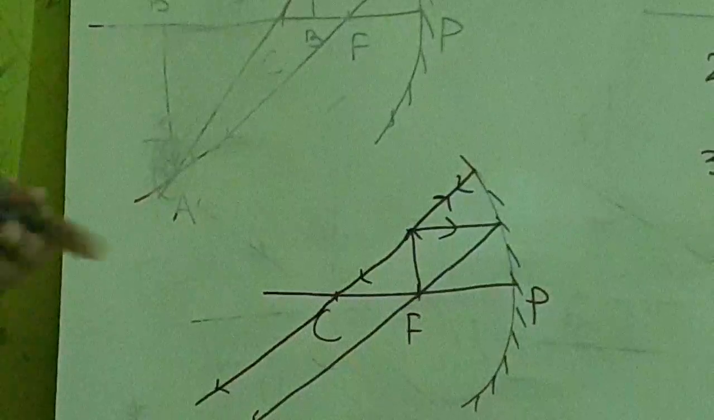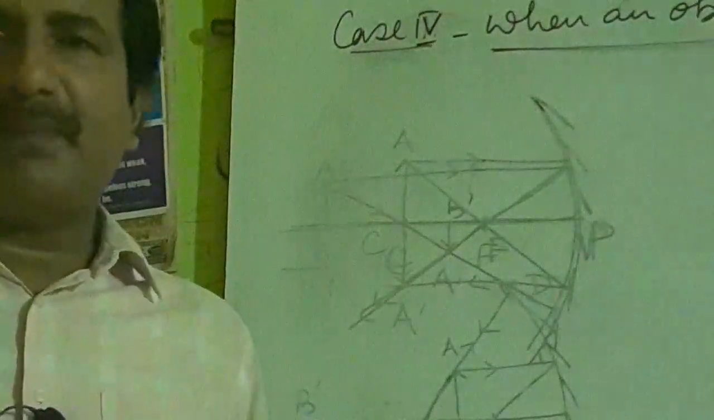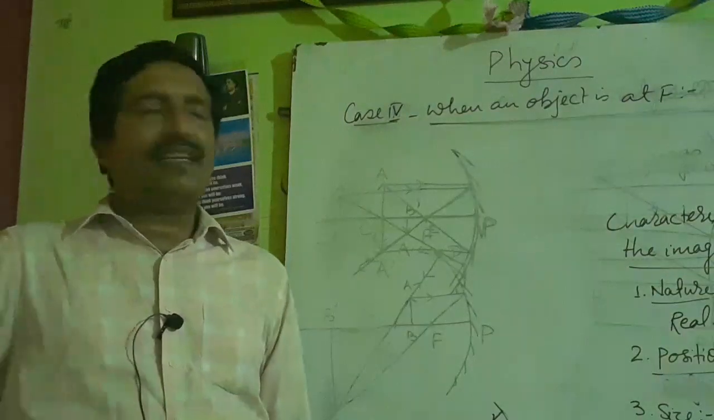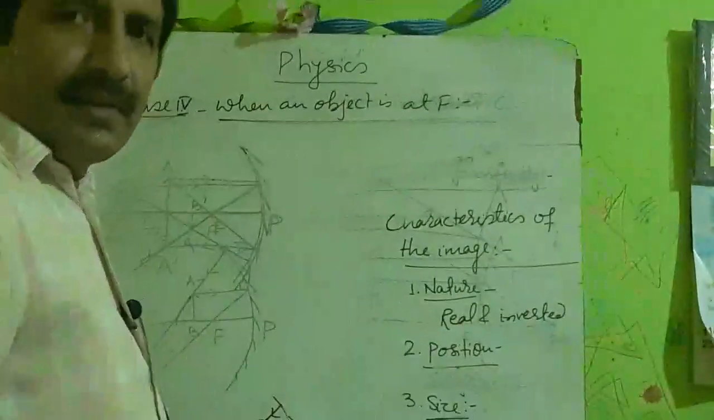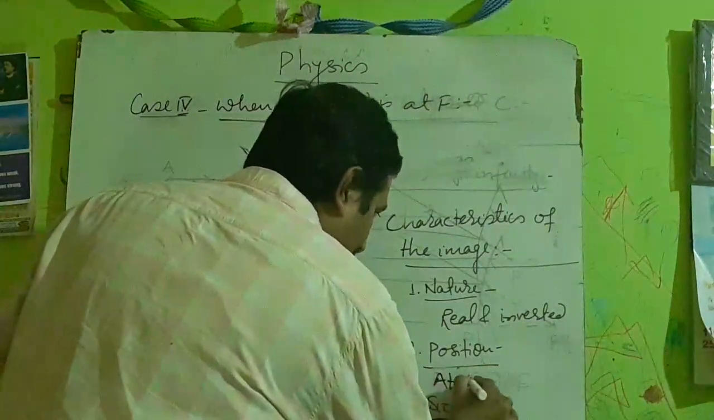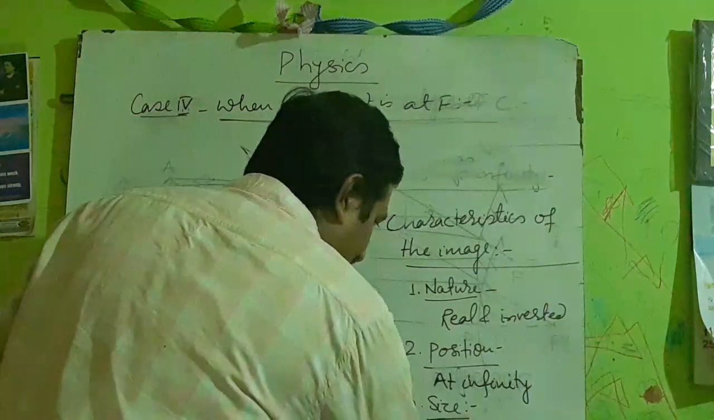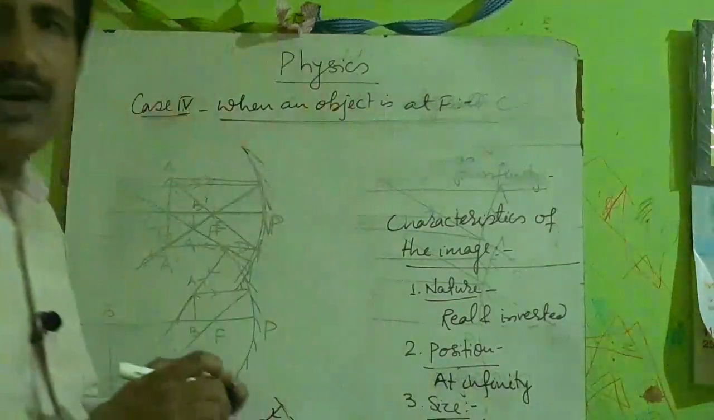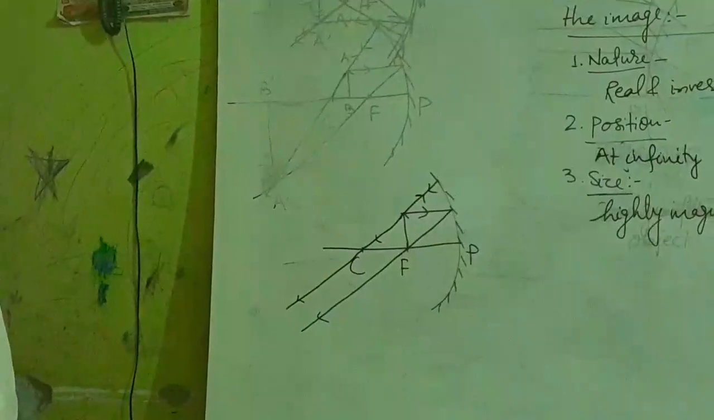Parallel to each other means they will meet at infinity, because two rays parallel to each other are supposed to be coming from infinity and intersecting each other at infinity. So the image is real and inverted. Position is at infinity and size is highly magnified. The image is very, very larger than the object. Got it?